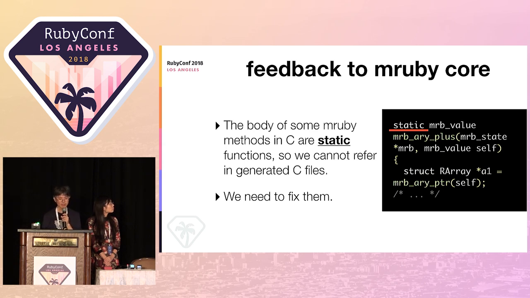Unfortunately, the current implementation cannot work without modifying mruby slightly. For example, when implementing methods of mruby in C, a static declaration is given to some functions like in this figure. Therefore, even if you try to put a pointer to this function in ROM, an error will occur at compile time. We'd like to ask Matz how to fix this to avoid it.